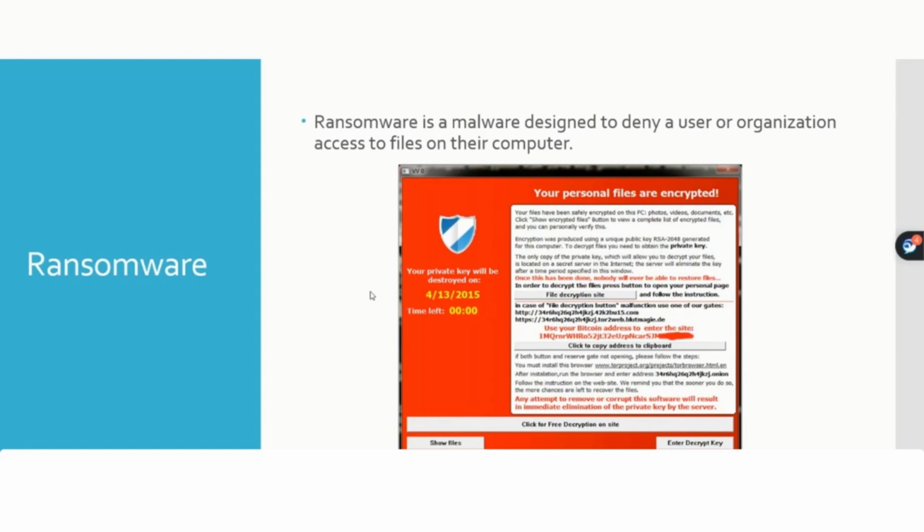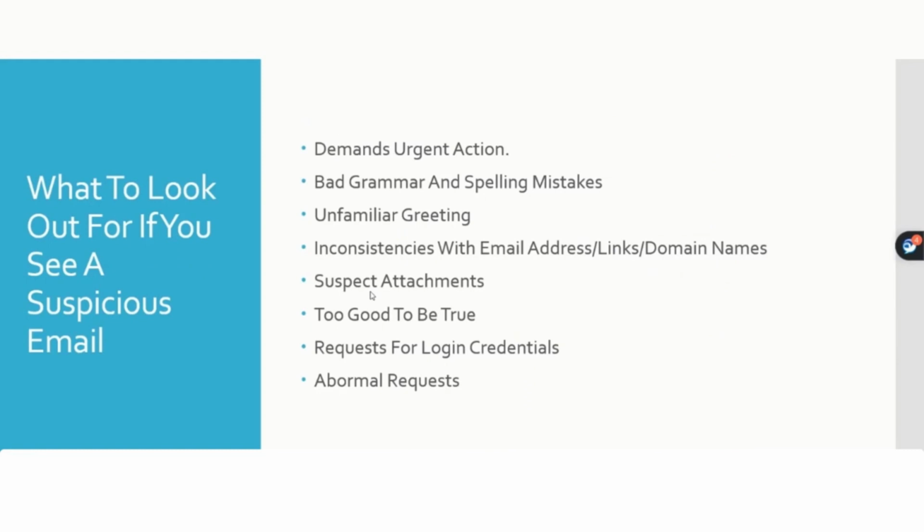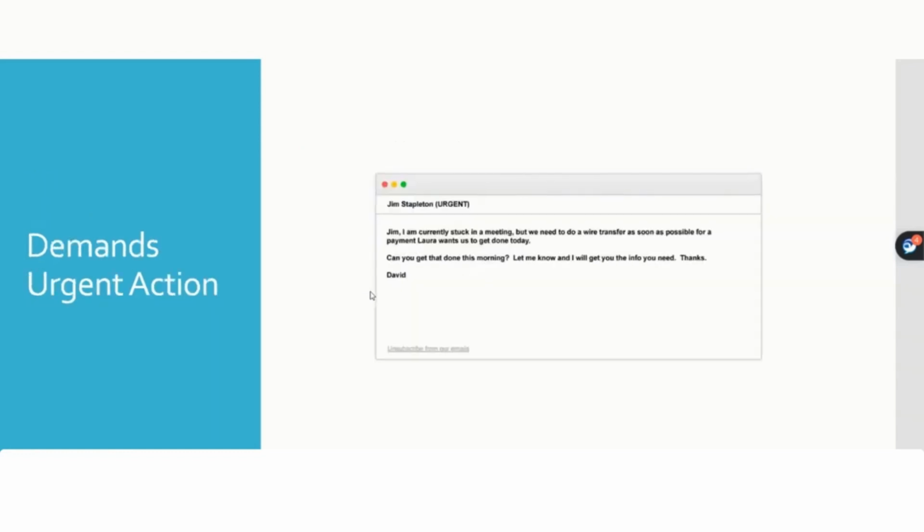So ransomware is definitely a serious one. But here are some tips of what to look out for if you see a suspicious email. These are things you should look for if you feel an email is suspicious. And we'll go through each one. I'll show you some examples. The first one is demands urgent action.